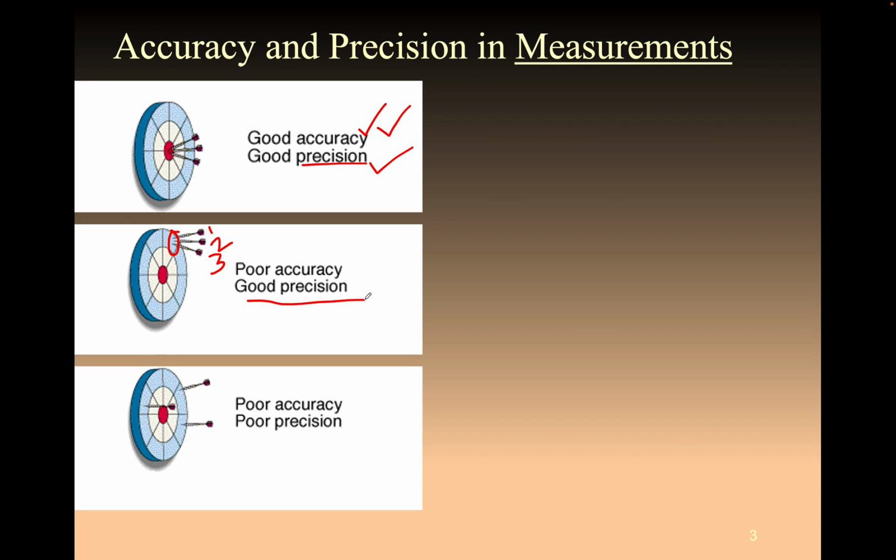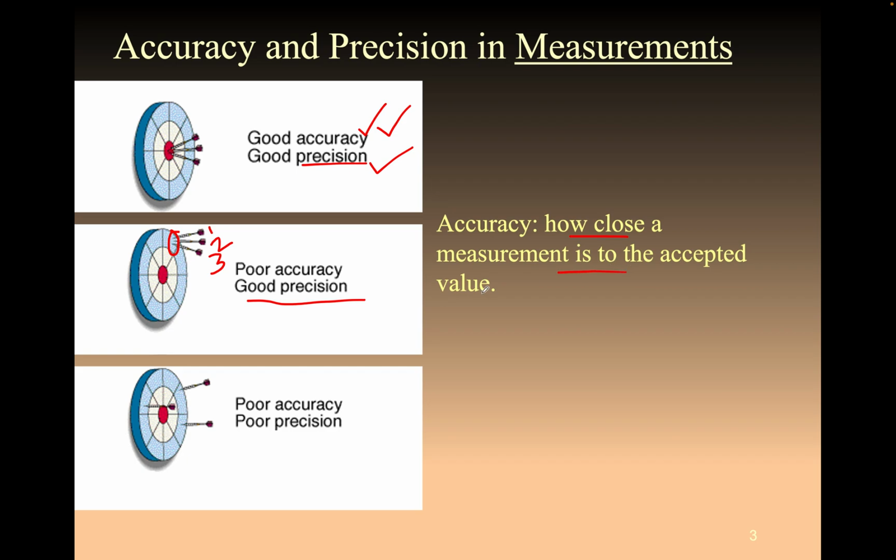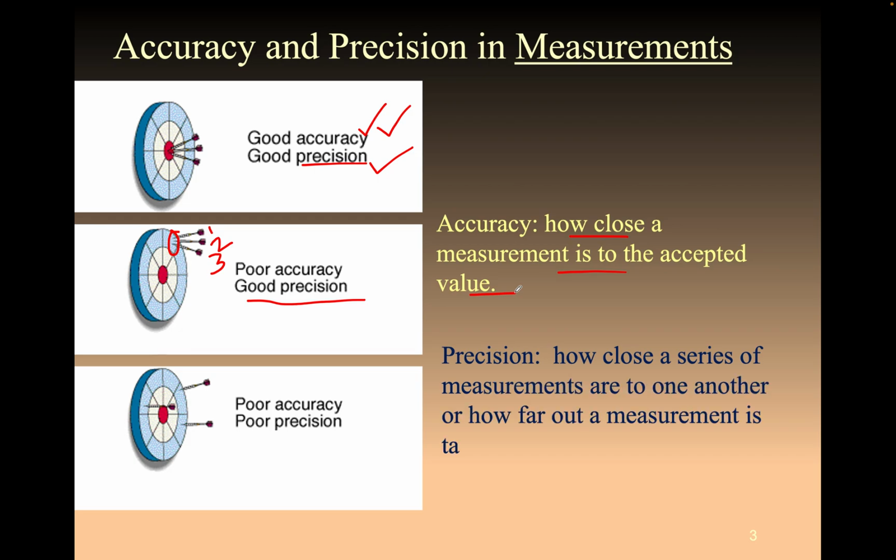So now you can make out the difference between accuracy and precision. Accuracy is how accurate or how correct the reading is. Precision is how close the values are to each other. Accuracy is how close a measurement is to the accepted value, and precision is how close a series of measurements are to one another. Again, poor accuracy, poor precision: none of them are coming close to each other, and all are lying away from the center target.